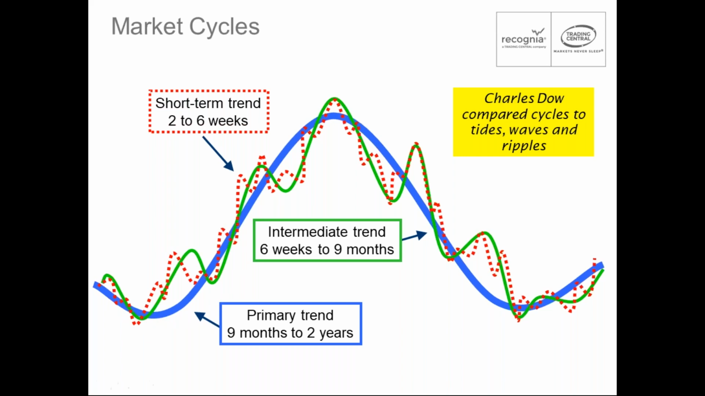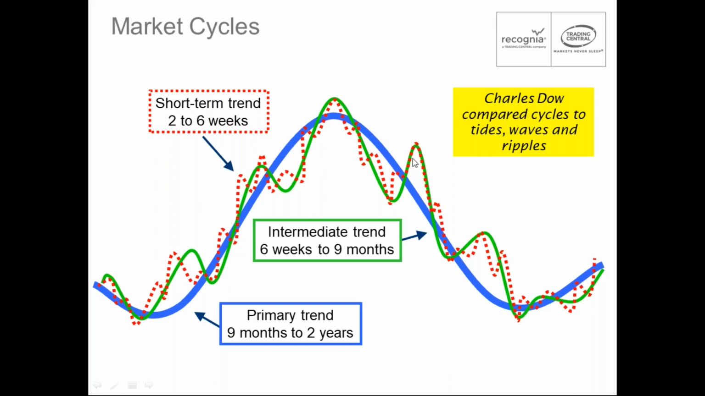Superimposed on top, we have what's called the intermediate term trend, which lasts anywhere from 6 weeks to 9 months. And last, we have what's called the short-term trend, lasting anywhere from 2 to 6 weeks. And what's important to note is that in many places, all these trends are moving in the same direction. So for example, over here on the left-hand side of the chart, we have all three trends moving upward.